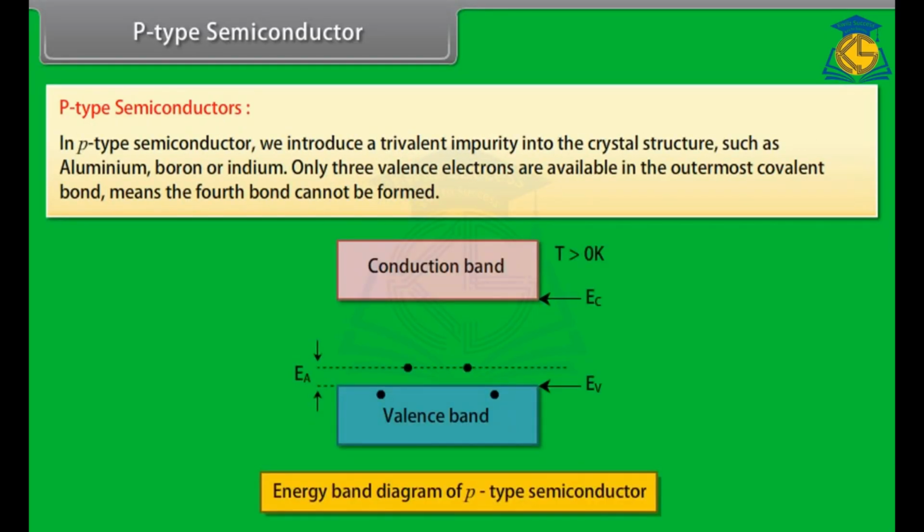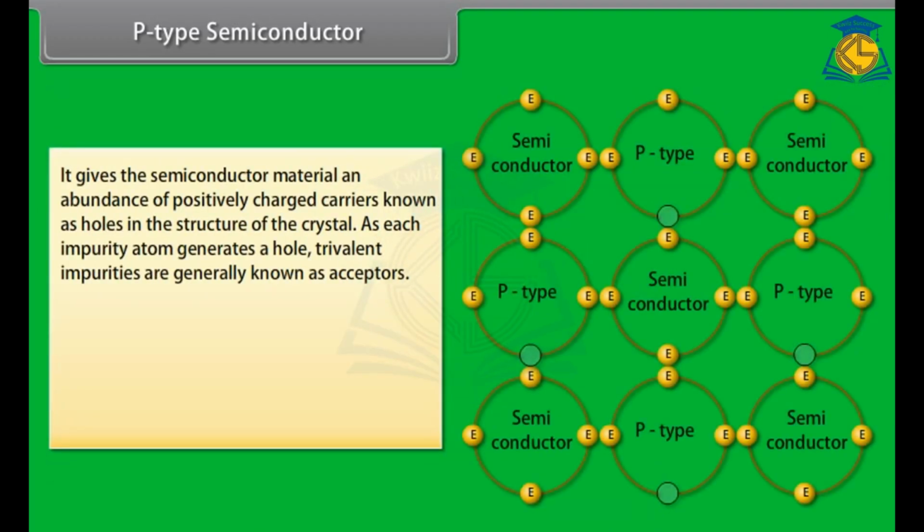P-type semiconductors. In P-type semiconductor, we introduce a trivalent impurity into the crystal structure, such as aluminium, boron, or indium. Only 3 valence electrons are available in the outermost covalent bond, meaning the 4th bond cannot be formed. It gives the semiconductor material an abundance of positively charged carriers known as holes in the structure of the crystal. As each impurity atom generates a hole, trivalent impurities are generally known as acceptors.